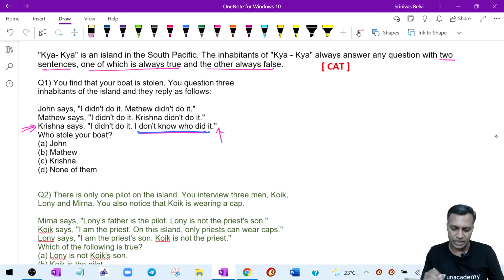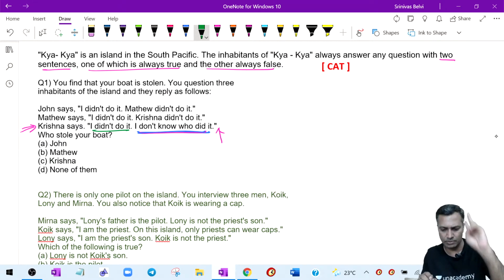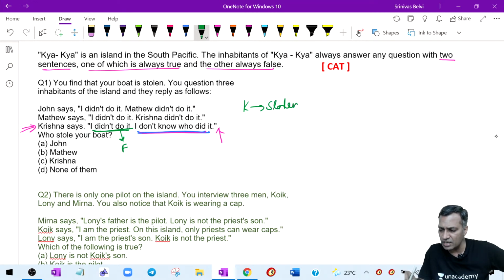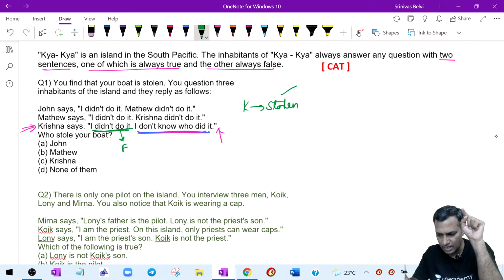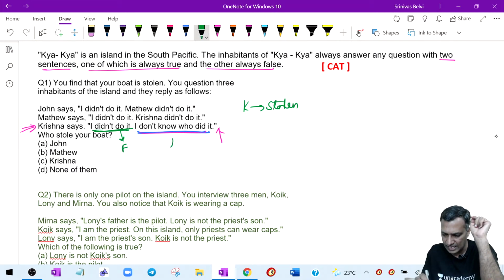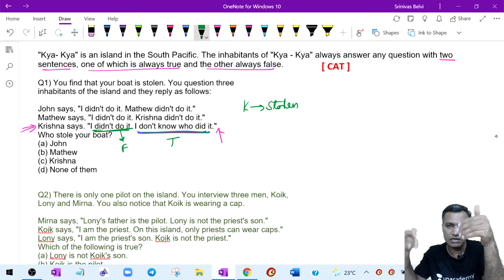So I will start with Krishna. Two things. I will say that, hey, Krishna has stolen. I'll make an assumption. "I didn't do it." Let's say that, hey, this is false. Krishna is saying that "I didn't do it" is false, which means I'm saying that Krishna has stolen the boat. If that is true, all that is false. Okay. So "I didn't do it." Therefore, what is the truth? The truth is Krishna has stolen the boat. Now, therefore, this has to be true. What is the truth? "I don't know who did it." How is it possible? He himself has stolen it.